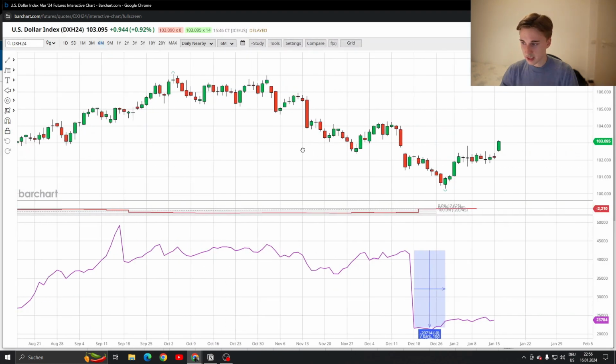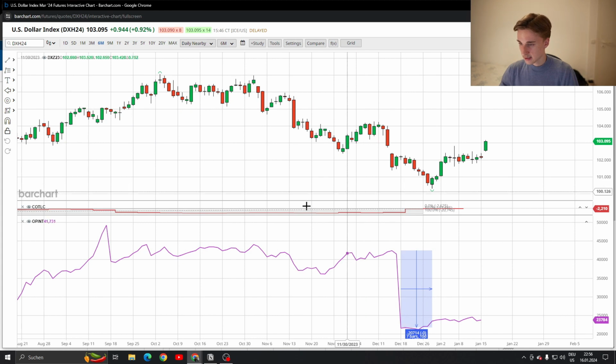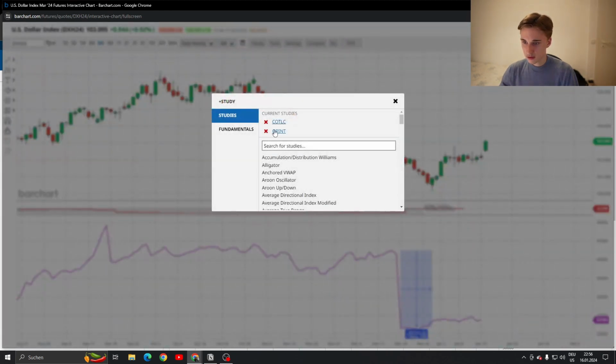Of course, you have some advertisements. And right here, you can also apply a study tool. You need to search for open interest.